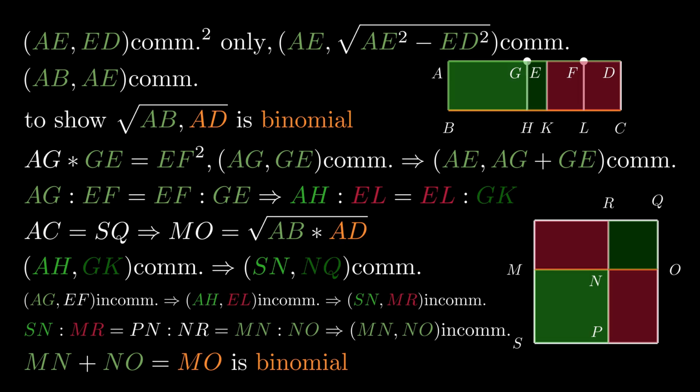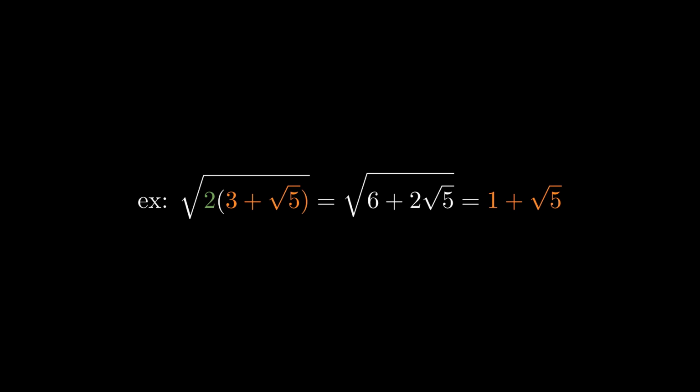Let's demonstrate this by taking the geometric mean of a rational and first binomial. The square root of 2, the rational, times 3 plus the square root of 5, the first binomial, is equal to the square root of 6 plus 2 root 5, which equals 1 plus root 5, a binomial.